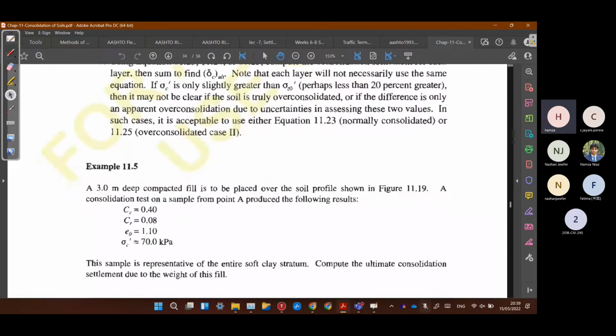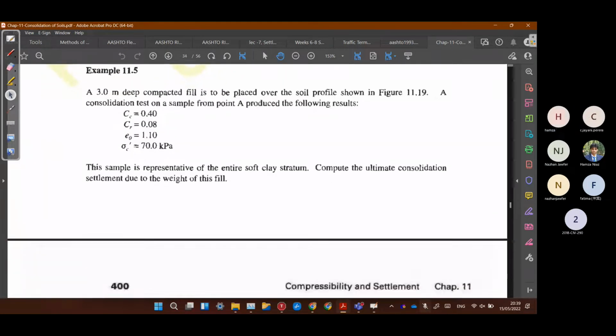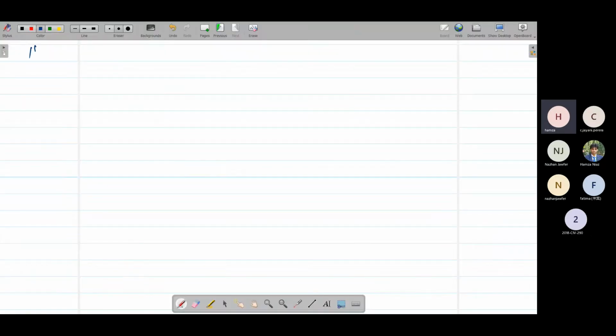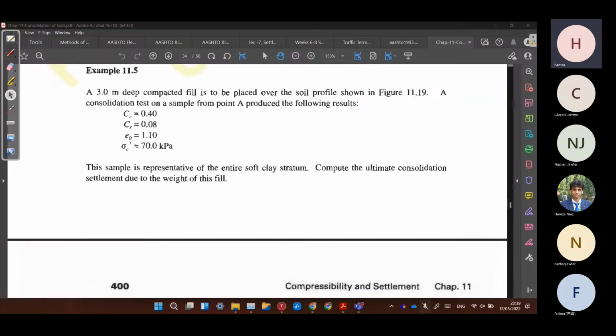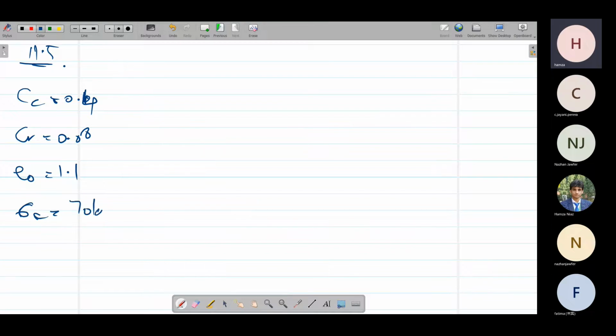So if we look at Example 11.5, we are given that a 3 meter fill is to be placed. CC is 0.4, CR is 0.08, E naught is 1.1, and sigma C, the pre-consolidation pressure, is 70 kPa.